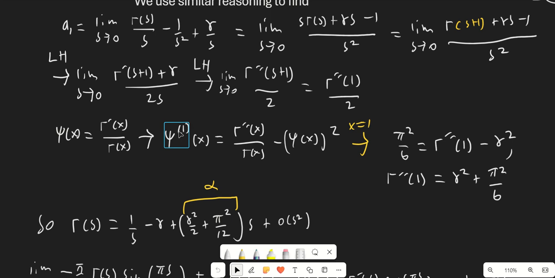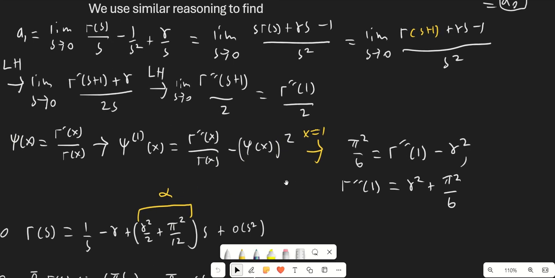I'm going to go ahead and differentiate this. So I get trigamma of x equals gamma double prime of x over gamma of x minus digamma of x squared. This just came from the other product rule term. And then when we plug in x equals 1, we get that pi squared over 6 equals gamma double prime of 1 minus gamma squared, or gamma double prime of 1 equals gamma squared plus pi squared over 6.